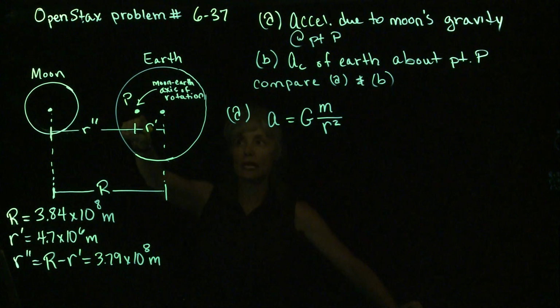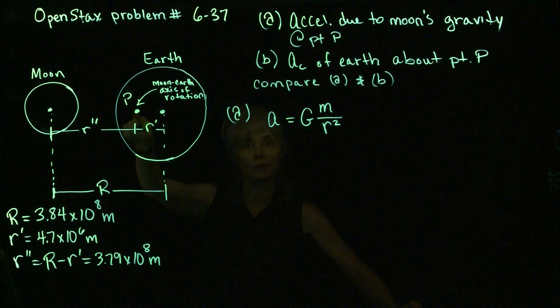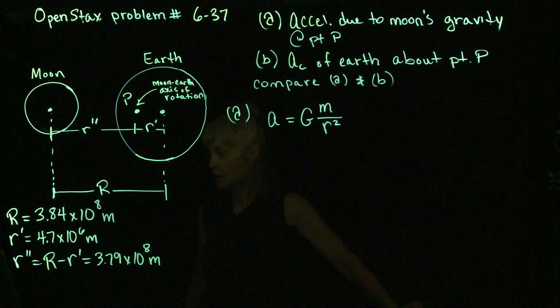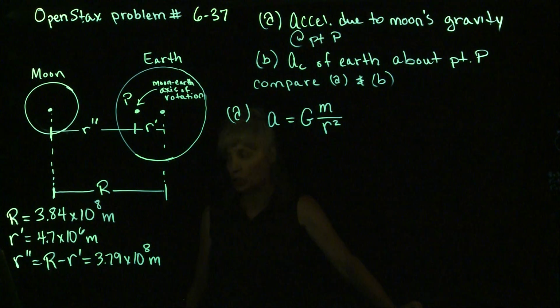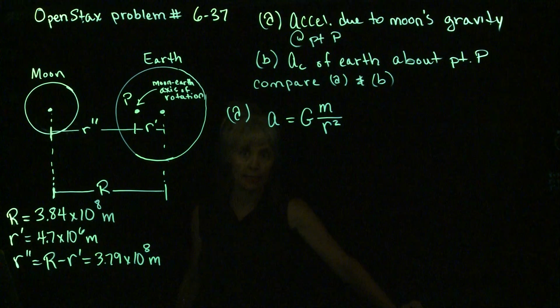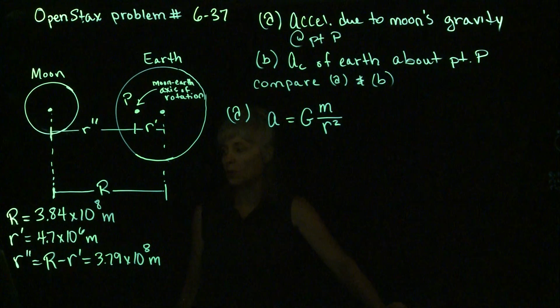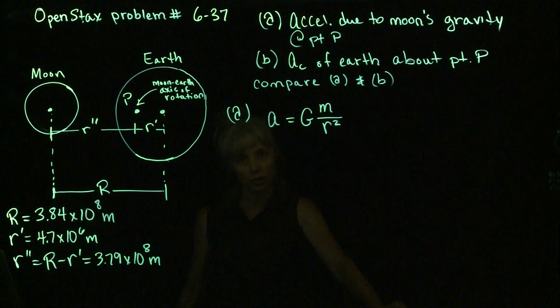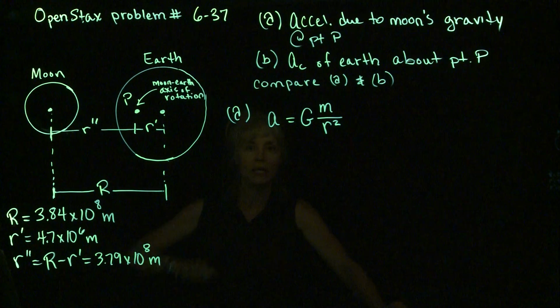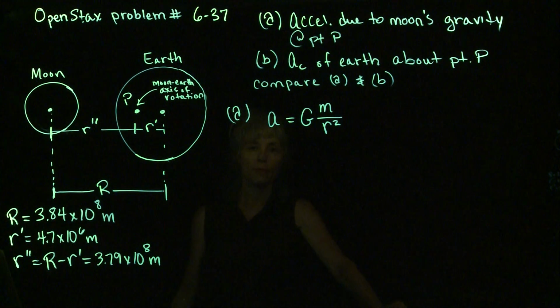So the axis of rotation, which I've labeled as point P, is actually in the earth itself. So the moon and the earth rotate about this point. Part A, calculate the magnitude of the moon's acceleration due to gravity at point P. So it's little g at point P. In part B, we want to know the magnitude of the centripetal acceleration of the center of the earth as it rotates about point P once every lunar month. And a lunar month is about 27.3 days.